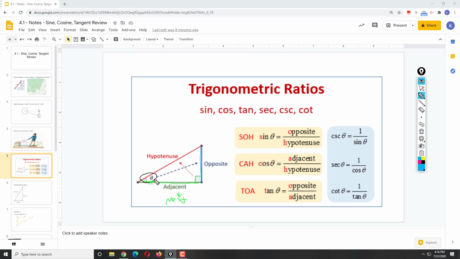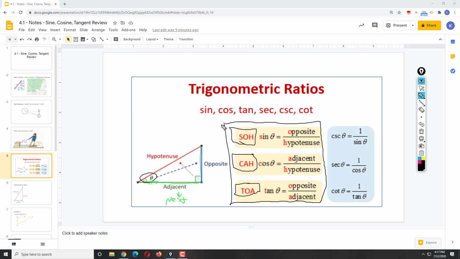Sine of our angle is always opposite over hypotenuse. Cosine is always adjacent over hypotenuse. And tangent is always opposite over adjacent. Sometimes people use the shortcut SOHCAHTOA to remember these ratios. So, SOH, sine is opposite over hypotenuse. Cosine is adjacent over hypotenuse. TOA, tangent is opposite over adjacent. And really, if we know sine, cosine, tangent, we can solve all of these problems we've discussed so far.